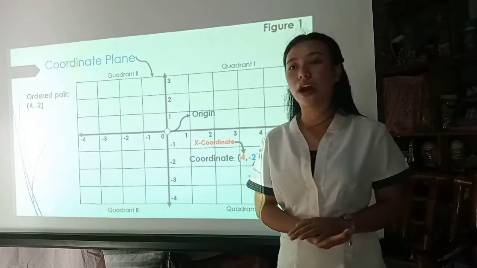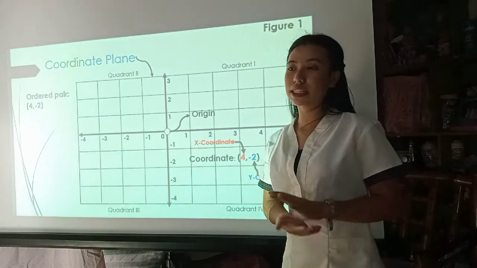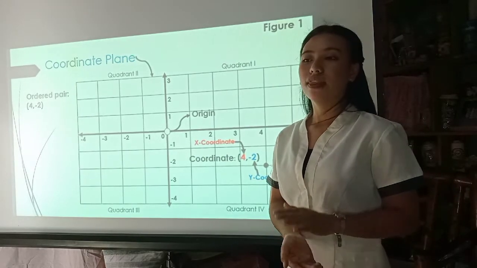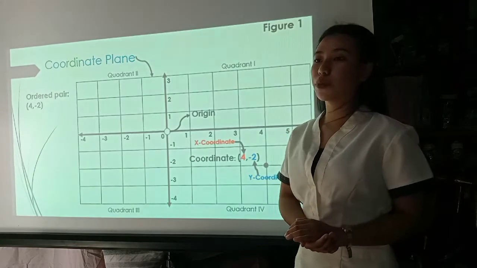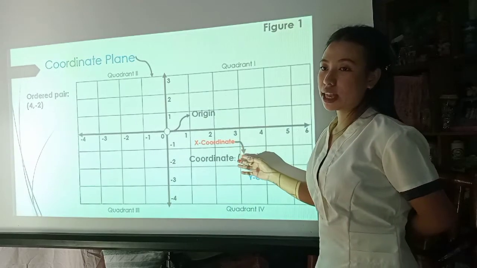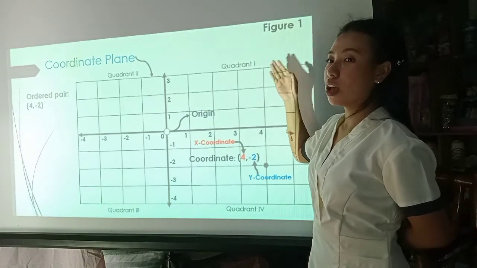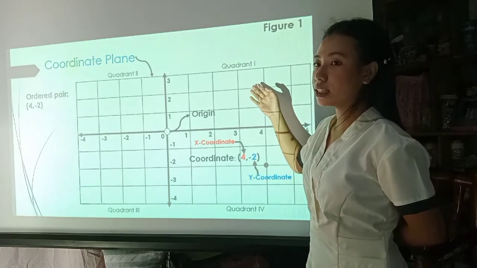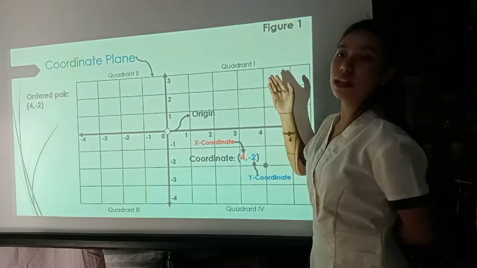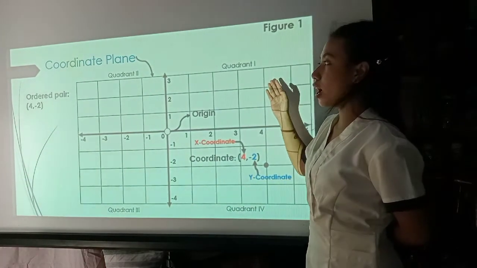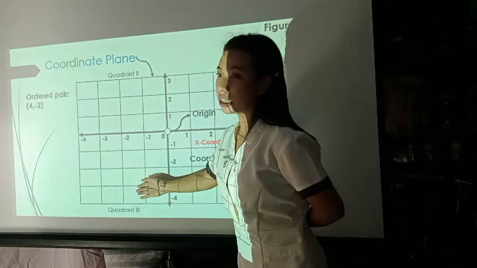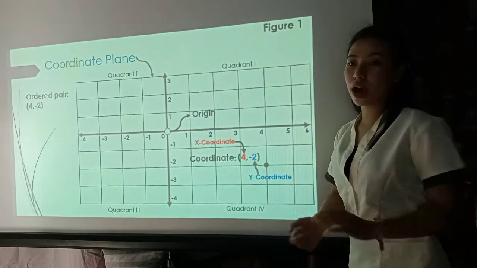So now, what is a quadrant? Kindly define it, Miss Lizelle. Okay, very good. The x-axis and the y-axis separate the plane into 4 regions. These are called quadrants. They are numbered in Roman numerals, beginning in the upper right quadrant and proceeding in a counterclockwise rotation. So, the upper right is quadrant 1, the upper left is quadrant 2, the lower left is quadrant 3, and the lower right is quadrant 4.